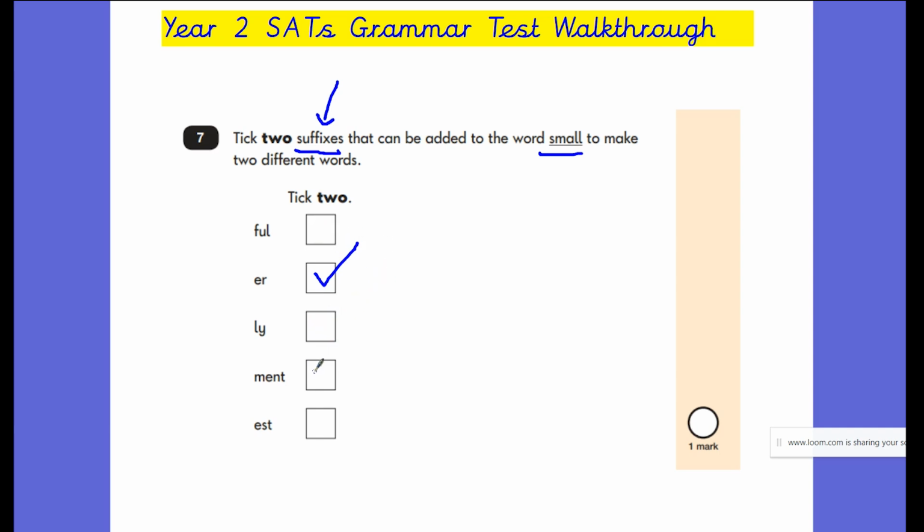Don't think that one works. Small meant. No. And smallest. Yeah, you can be the smallest person in the class. Okay, and that person is smaller than me. So those 2 suffixes can be added to the word small. So the children should be ticking those 2. Question number 8.